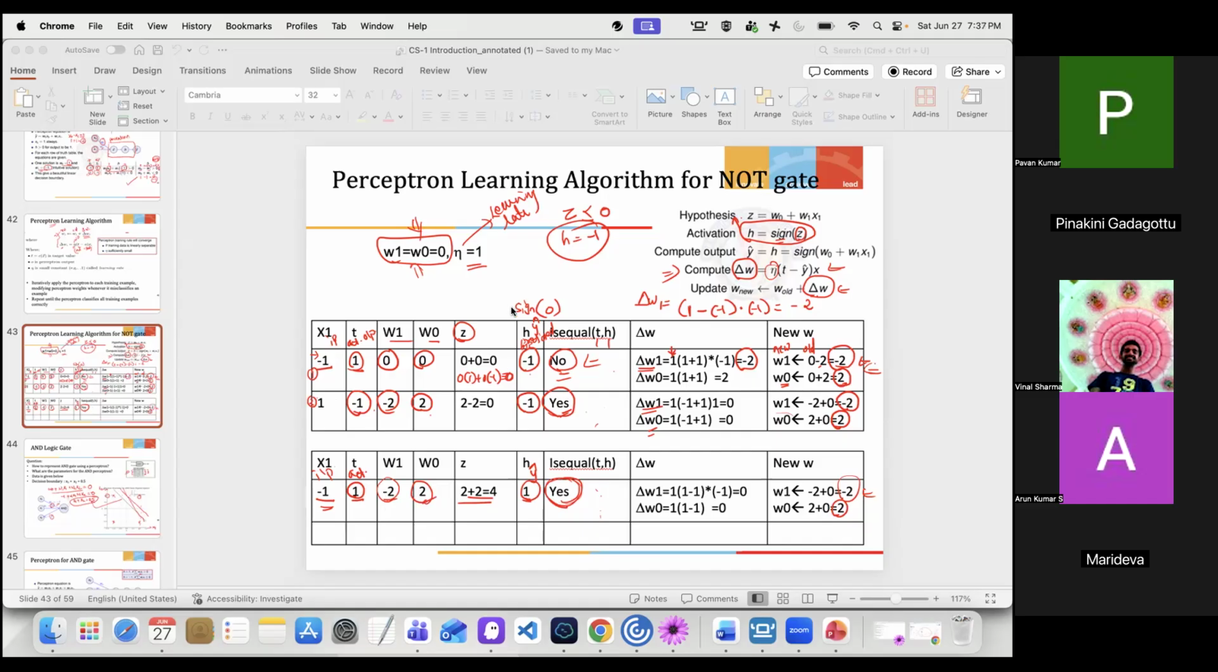with this sign activation function. But this need not always be -2 and 2. There can be multiple values. This -2 and 2 are one of the multiple values for the NOT gate. You can have different thresholds, different values, different sign activation functions also, and you can achieve that.